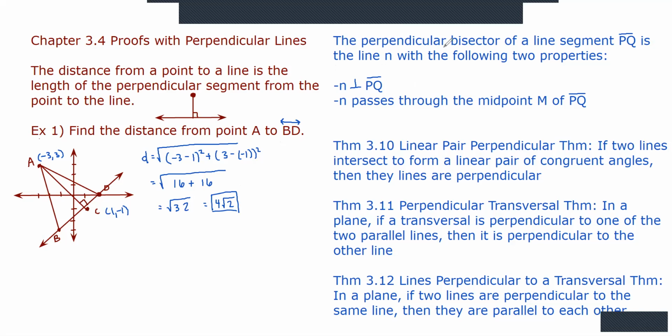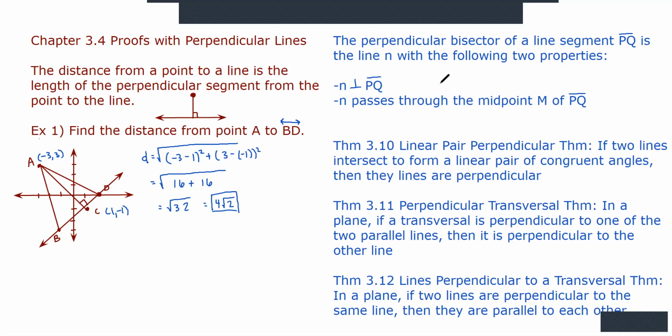Now there's a definition that we're going to learn and also a couple of theorems. The definition is a perpendicular bisector of a line segment PQ is the line N with the following two properties. That N is perpendicular to PQ, and that N passes through the midpoint M of PQ. So again, a perpendicular bisector, we're cutting a segment in half while also maintaining that the segment is perpendicular, so it forms a right angle.